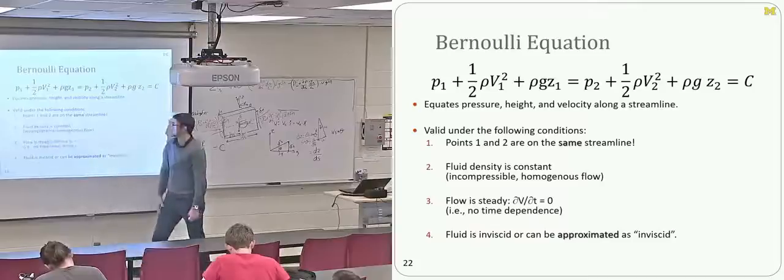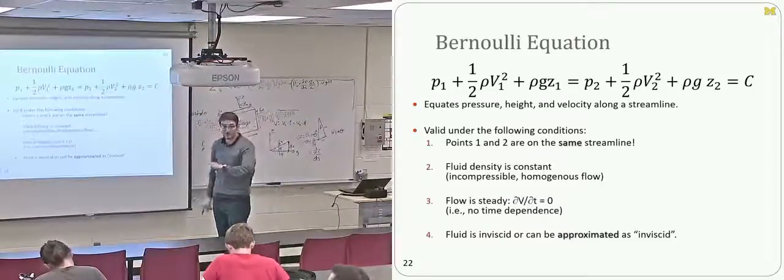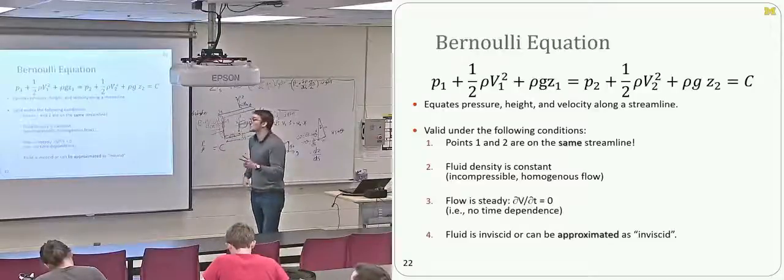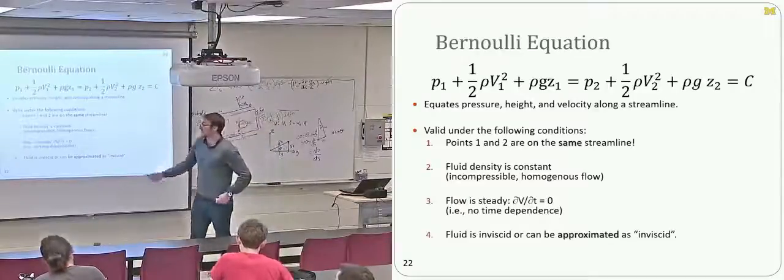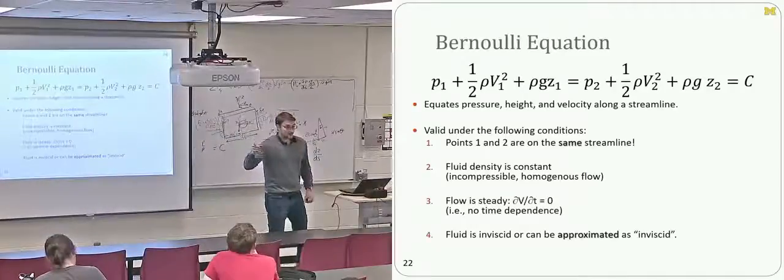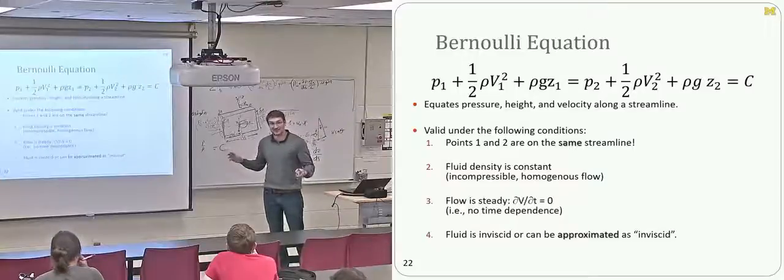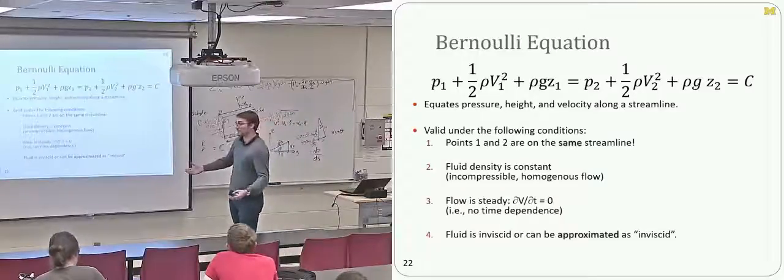Points 1 and 2 have to be on the same streamline. The fluid density has to be constant, which means it's incompressible and homogeneous flow. The flow is steady. The velocity is not changing in time. It can be changing along the streamline, but that change in velocity along the streamline cannot itself be changing in time. You can't have an evolving flow field.